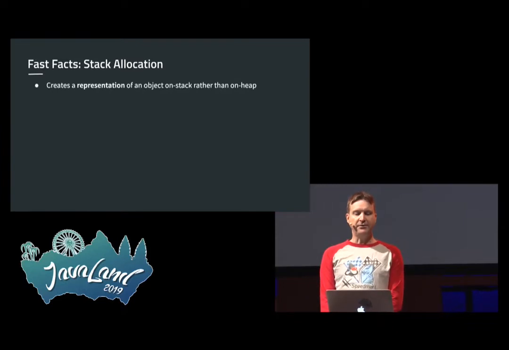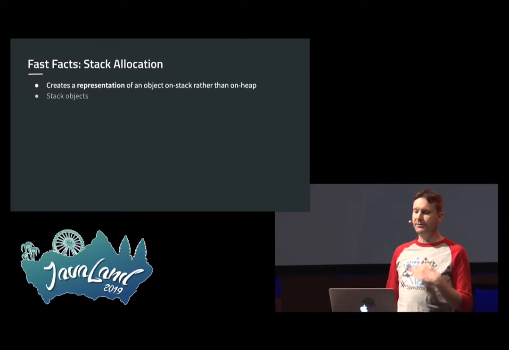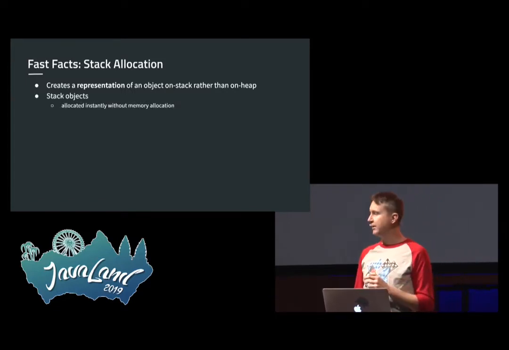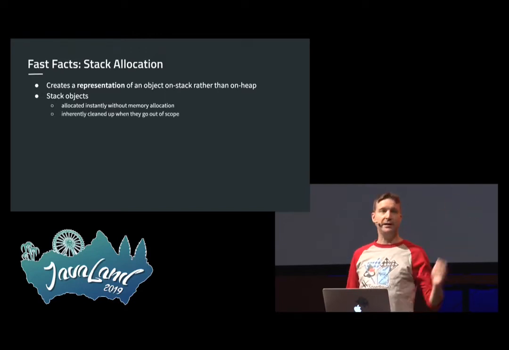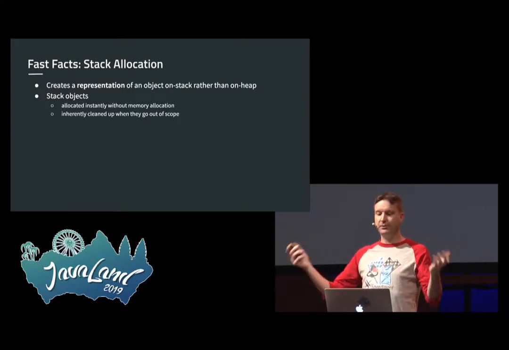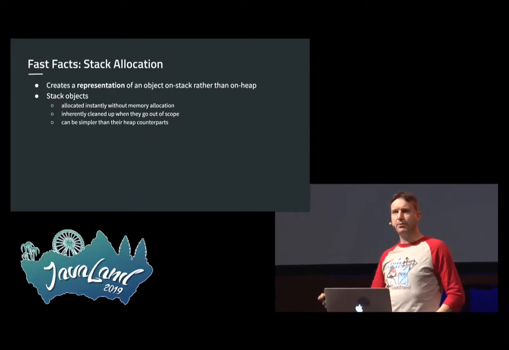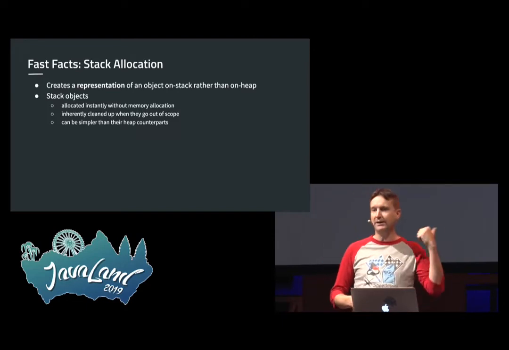So it creates a representation of an object on the stack rather than on the heap. And the stack objects are allocated instantly without memory allocation because it's inherent on the stack. And they are also cleaned up inherently. When we go out of scope, the stack pointer is restored. So it's virtually freed for nothing. And it can be much simpler than the heap counterparts. It doesn't have to have all the bells and whistles of a normal object. It doesn't have to have a class pointer.